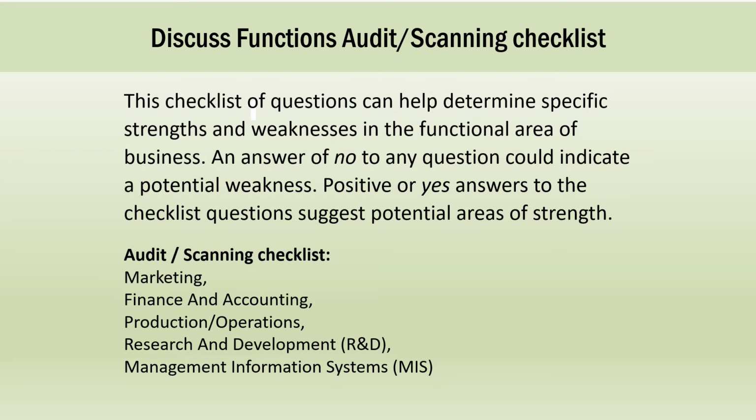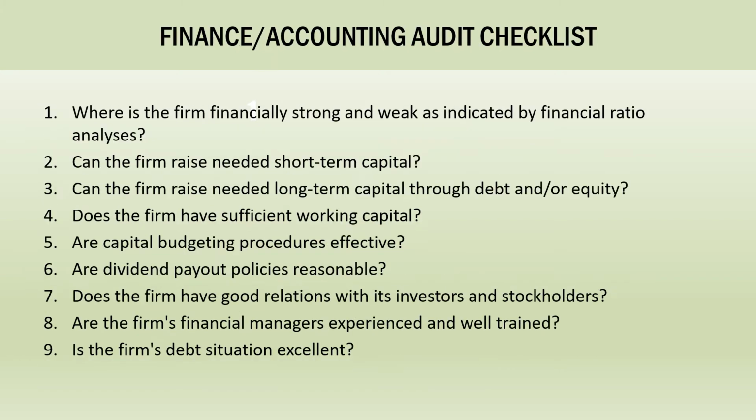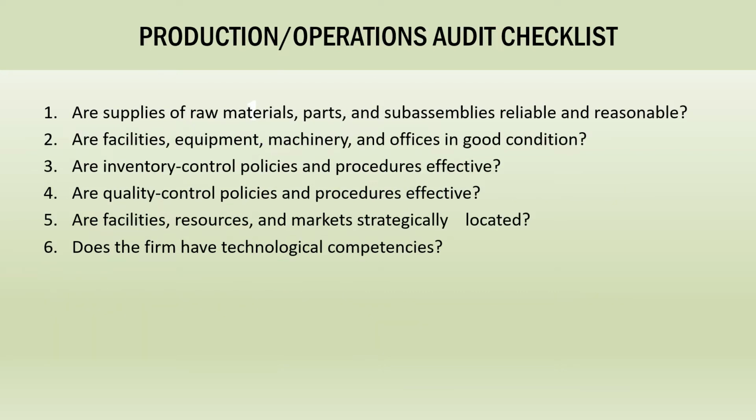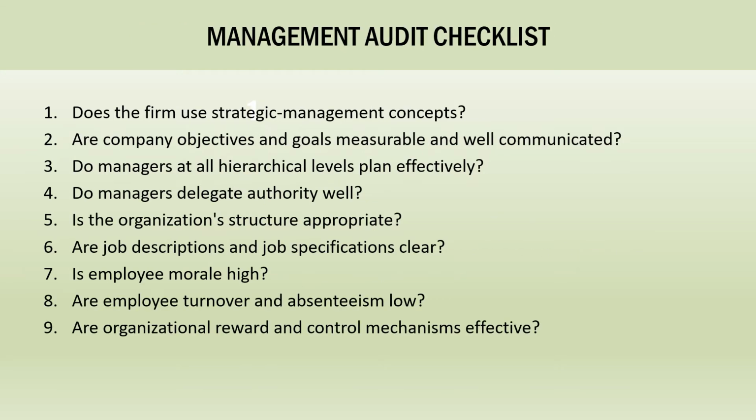In our class lecture, we have discussed the checklist of questions that we can use to assess the internal factors of a firm. These are some of the checklists. This is the marketing audit checklist, the finance accounting audit checklist, production operations checklist, the R&D audit checklist, and the management audit checklist. This checklist helps you to do the internal assessment of the company. For example, under the management checklist, one of the questions is, are company objectives and goals measurable and well communicated? So you need to assess this, and if yes, this can be the company's strength.